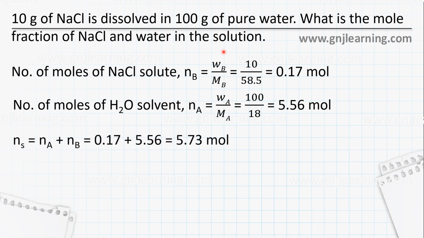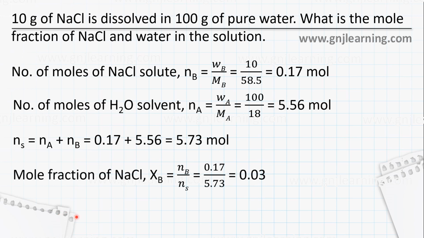Mole fraction, you just apply it. Ns is equal to Na plus Nb. So the number of moles of solution. So solution is made up of A and B. You just add their number of moles. You will get Ns also as 5.73 mole. So what is the mole fraction of sodium chloride? Xb is equal to, applying the formula, Nb by Ns. So Nb is 0.17, Ns is 5.73. You simply substitute here, you will get 0.03. This is the mole fraction.